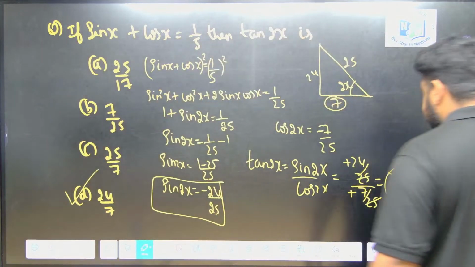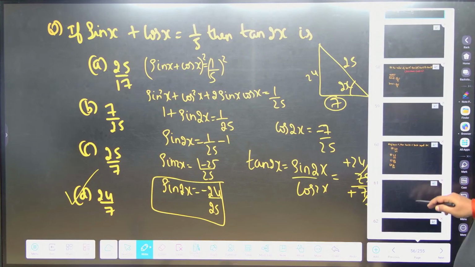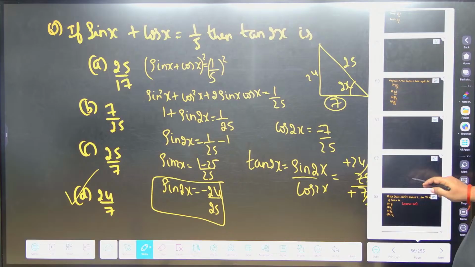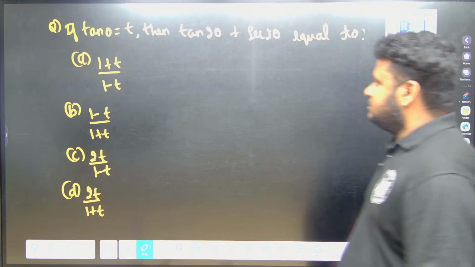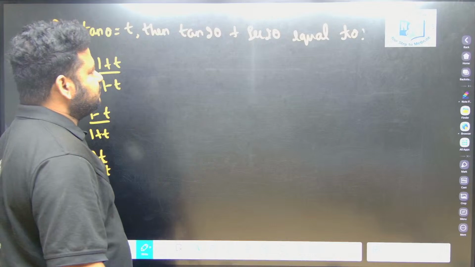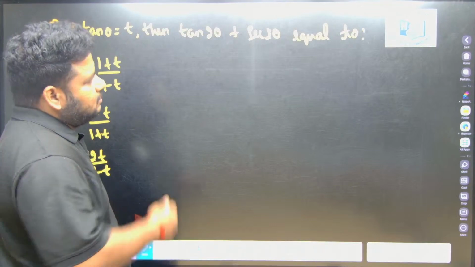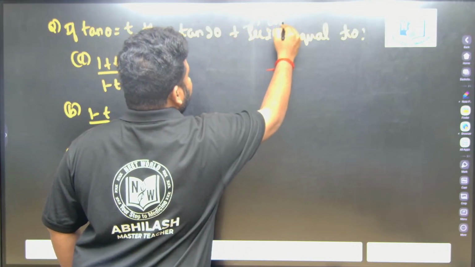Next one. Look at this. If tan theta is equal to t, then tan 2 theta plus secant 2 theta is equal to what? So see here, if tan theta is equal to t, that means they are telling us to convert tan 2 theta and secant 2 theta in terms of tan itself. Secant 2 theta is nothing but 1 by cos 2 theta, right? 1 by cos 2 theta.